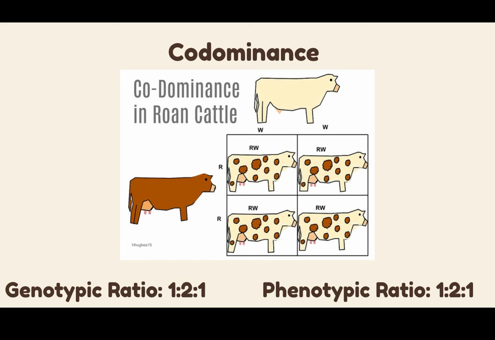The first example is codominance, which is when both alleles in the heterozygous genotype affect the phenotype in separate but visible ways, and it's composed of two dominant alleles. The genotypic ratio for this is 1 to 2 to 1, and the phenotypic ratio is the same, 1 to 2 to 1. The picture shows one cow that is fully brown and another that is tan or white, and when they are crossed, the offspring has both brown and white because they're both dominant alleles.